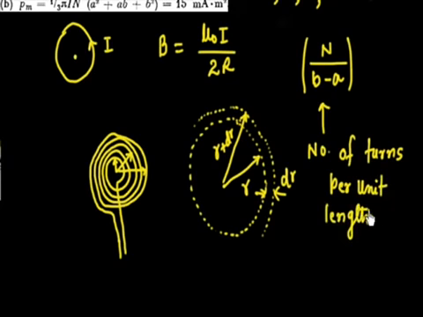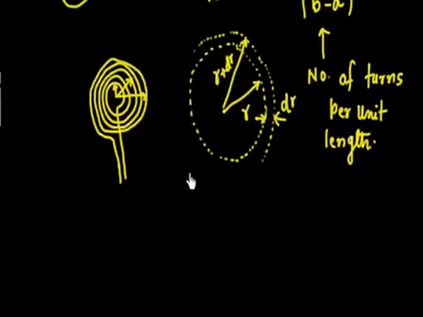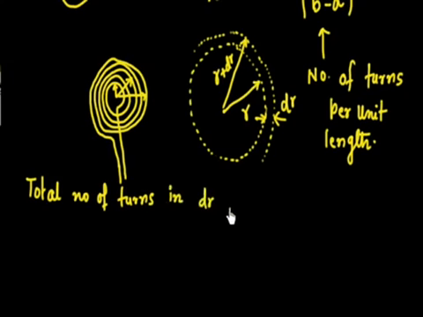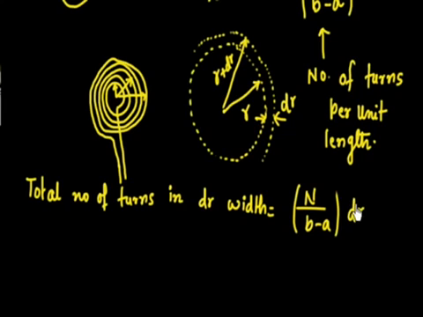Are you getting or not? So this is easy. Now how do we find the total number of turns in dr width? You have a dr width and I know the turns per unit length. So now I can find the total number of turns in dr width. This is nothing but n by b minus a into dr, because n by b minus a is the number of turns per unit length.